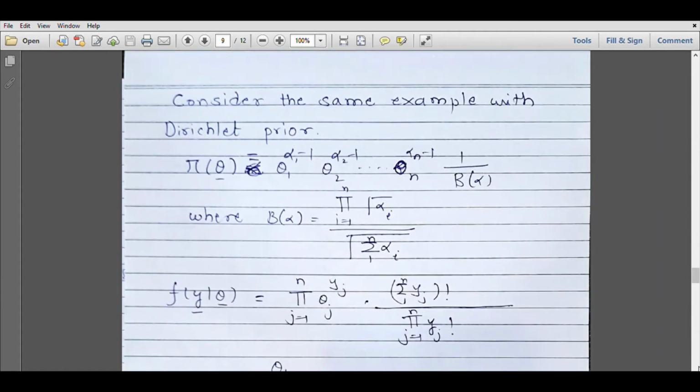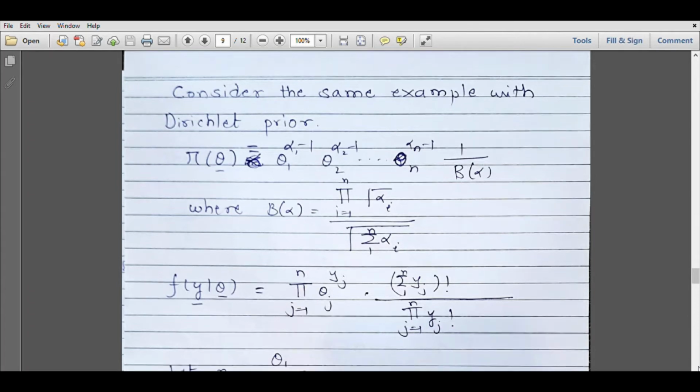So now the model for y is the same: product of theta j raised to yj, multiplied by the summation of yj factorial upon the product of yj factorial. So the y's are following the multinomial distribution in the n cells with the cell probabilities equal to theta. The first cell's probability is theta 1, the second cell's probability is theta 2 and so on. By cell probability I mean the probability of classifying an observation into that cell.